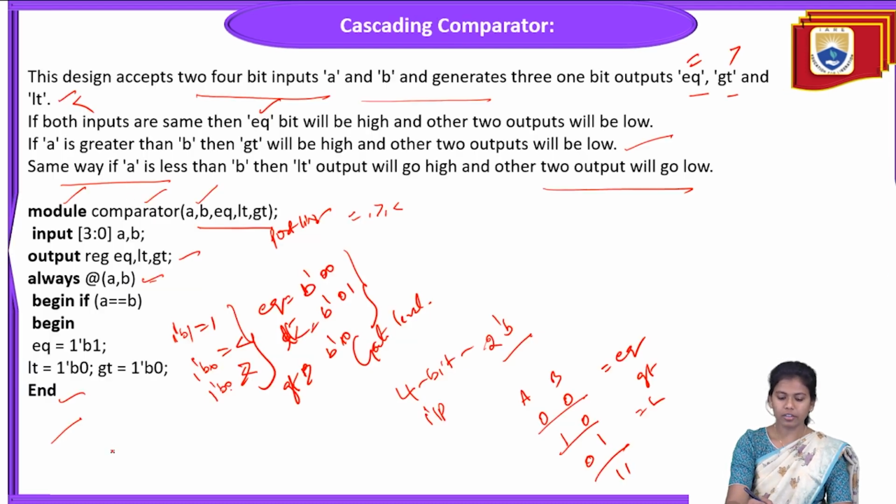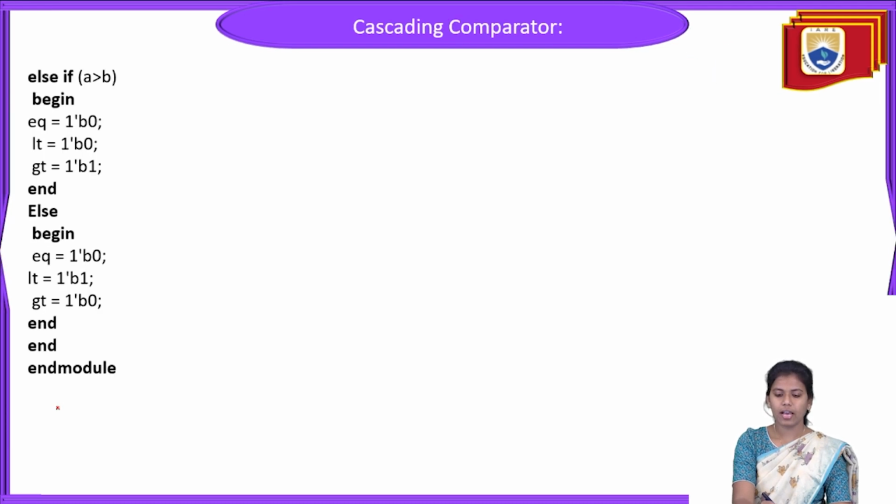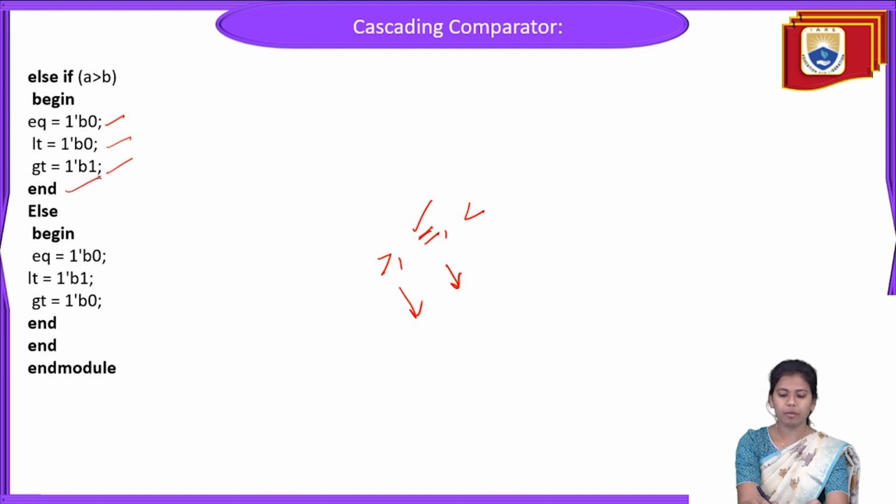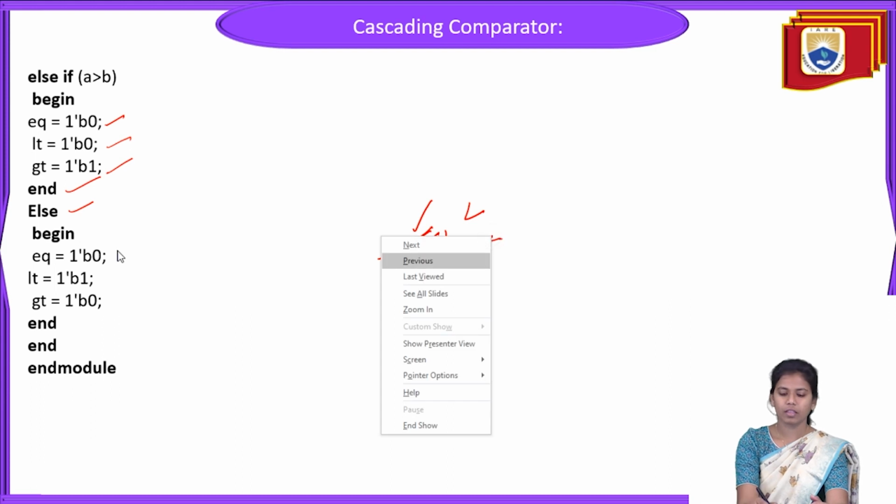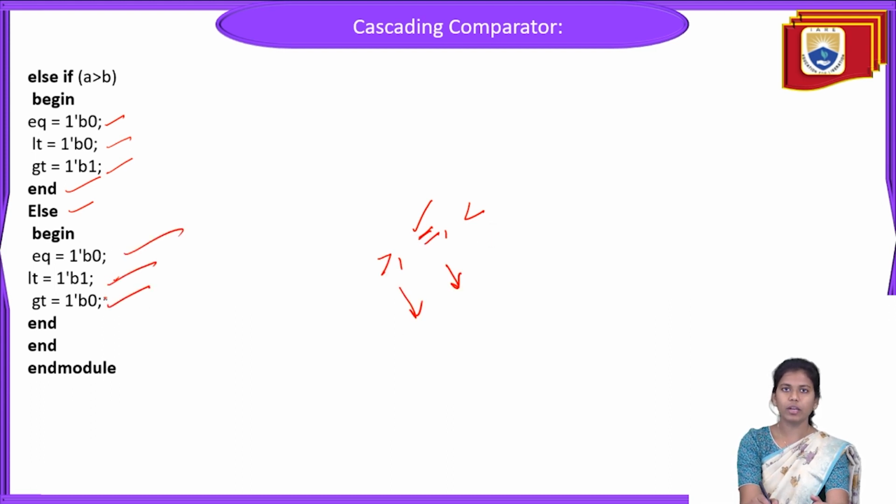And the continuation here, again else if. Why? Because here we have to see 3 conditions: greater than, equals to and less than. What if my condition is greater than? So else if A greater than B, and the combinations are the same: 00, 01 and 10 for equal to, less than and greater than, ending up. Else again one more condition, A less than B: 00, 01 and 11.